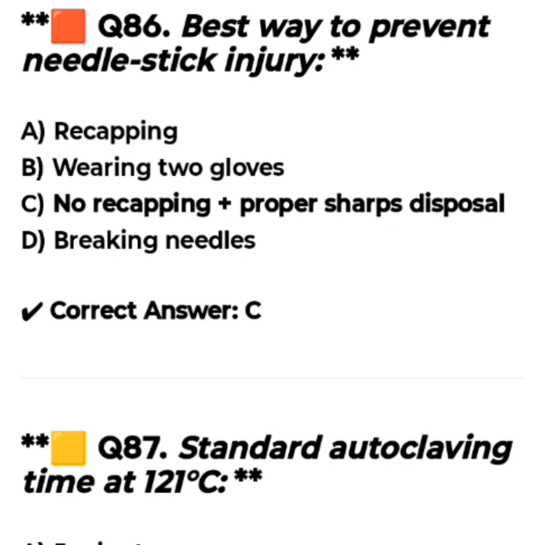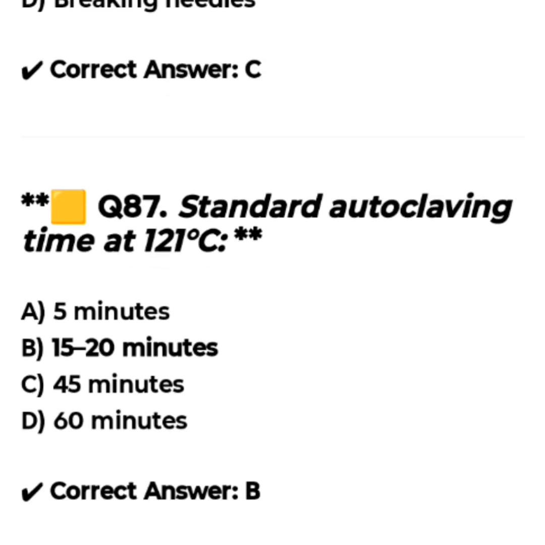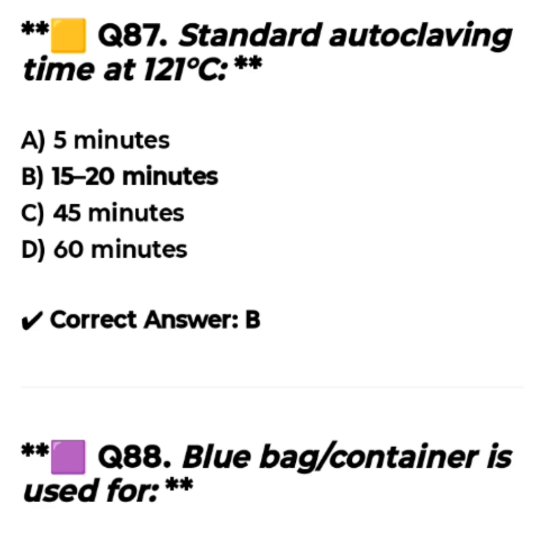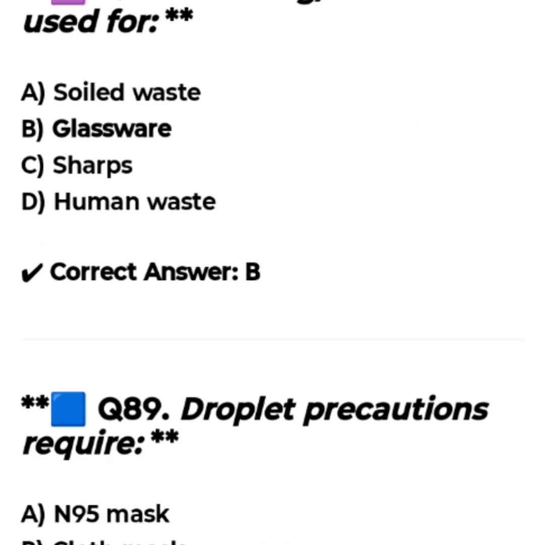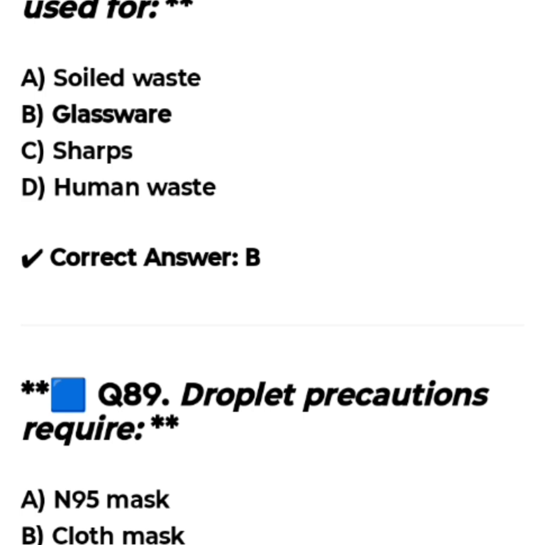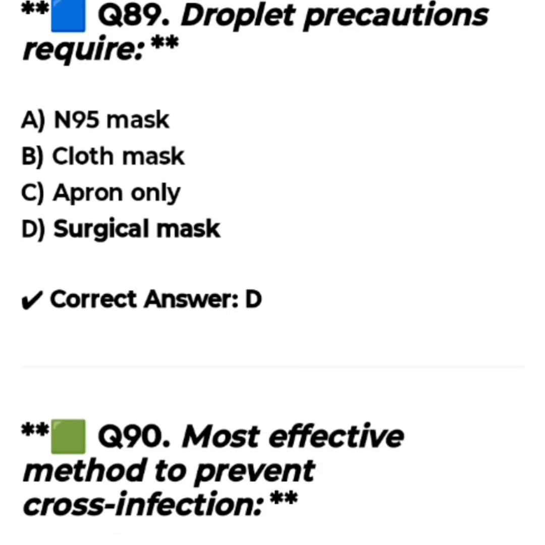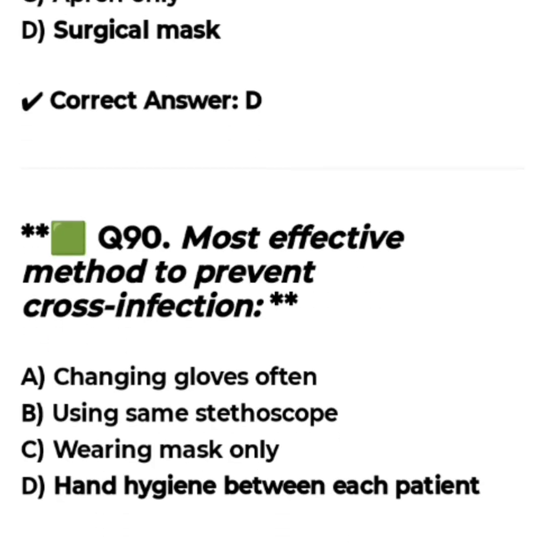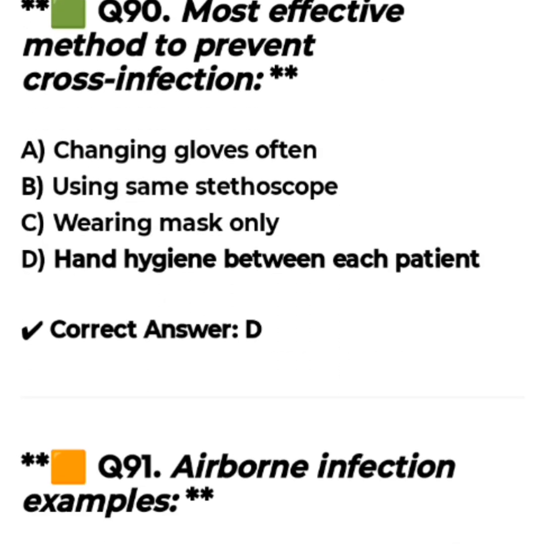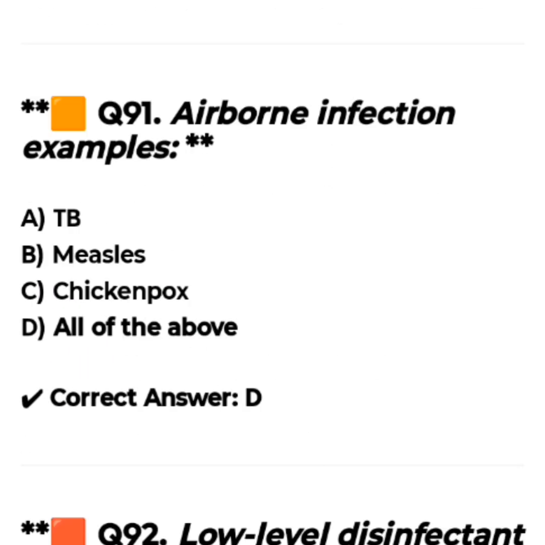Best way to prevent needle stick injury. The correct answer is option C, no recapping plus proper sharps disposal. Standard autoclaving time at 121 degrees Celsius. The correct answer is option B, 15 to 20 minutes. Blue bag or container is used for, the correct answer is option B, glassware. Droplet precautions require, the correct answer is option D, surgical masks. Most effective method to prevent cross infection, the correct answer is option D, hand hygiene between each patient.